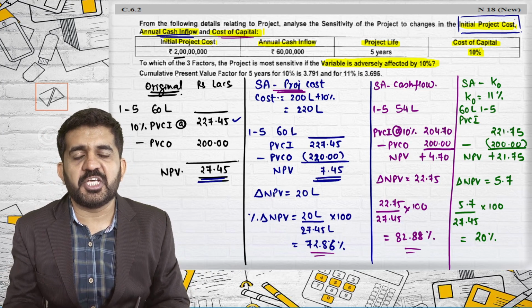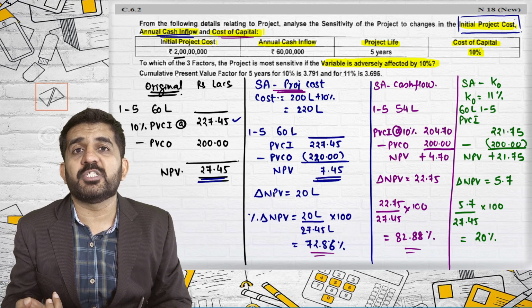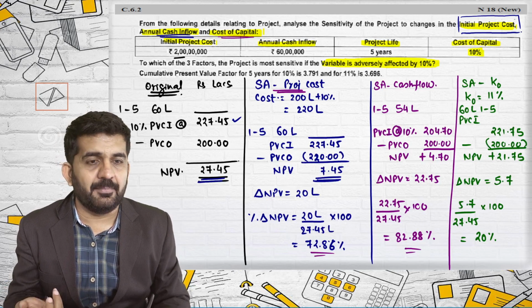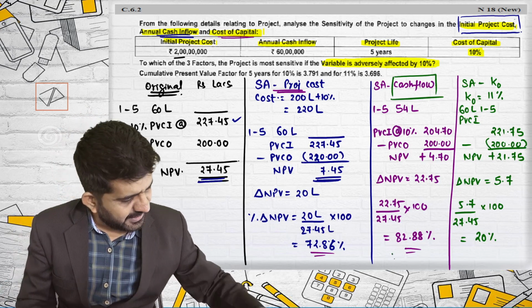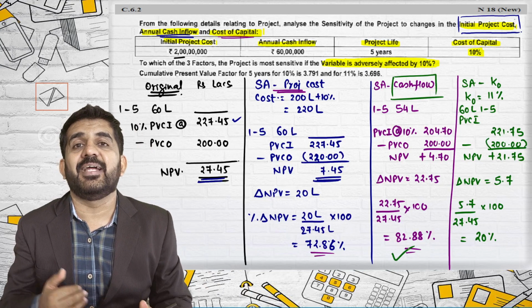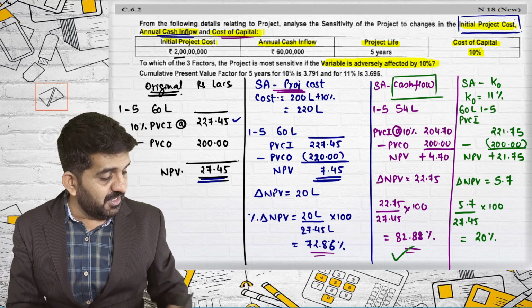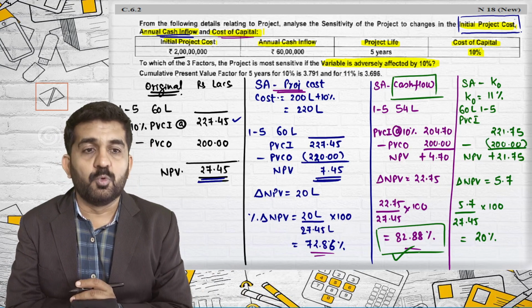Comparatively, out of project cost, cash flow and cost of capital, which variable is more sensitive to the project? Which variable? Project cost. No. Cash flow is most sensitive to the project. Why? If cash flow decreases by 10%, NPV is decreasing by 82.88%, means this is the most sensitive variable.